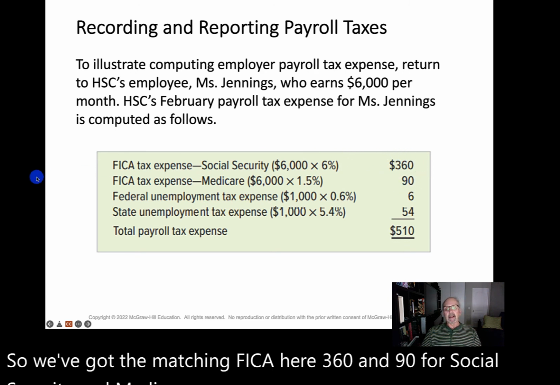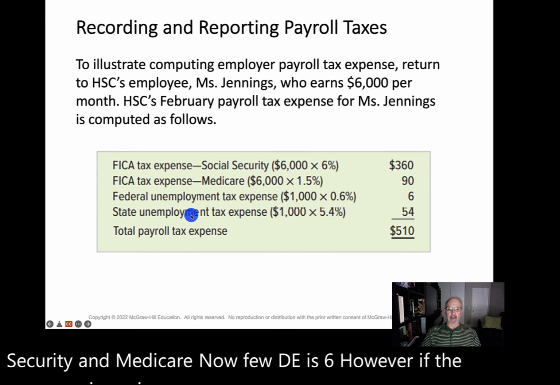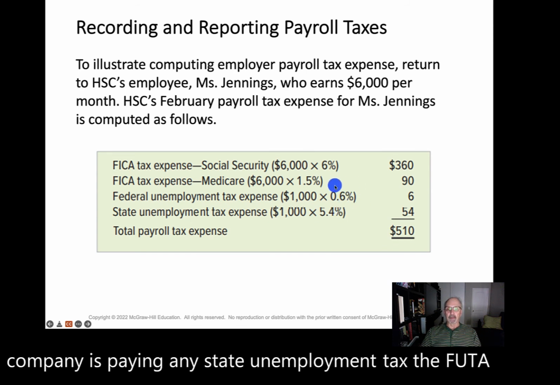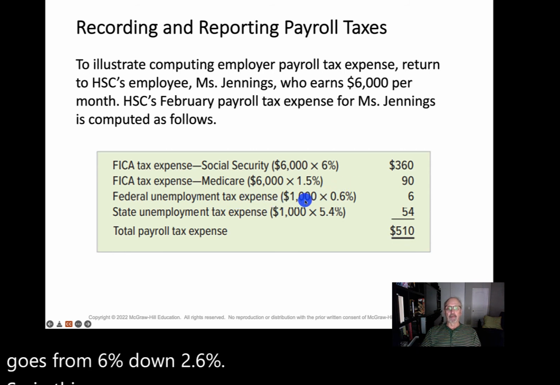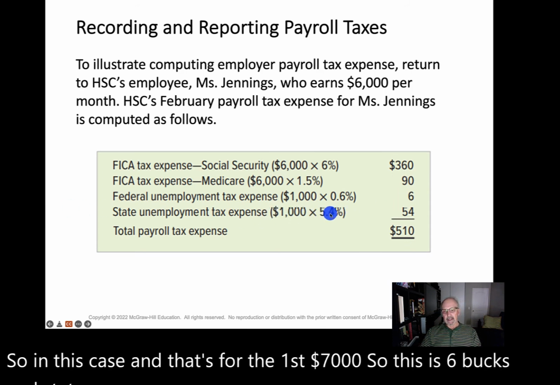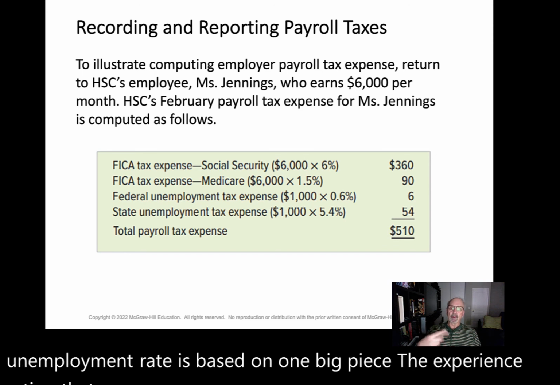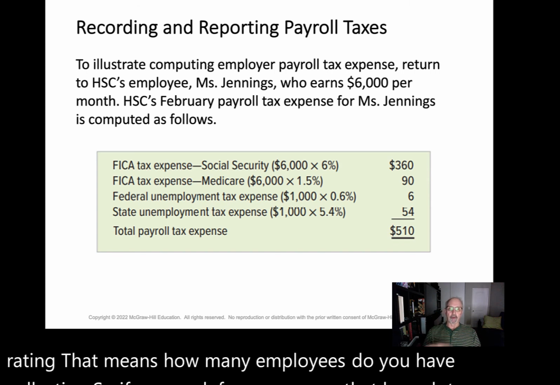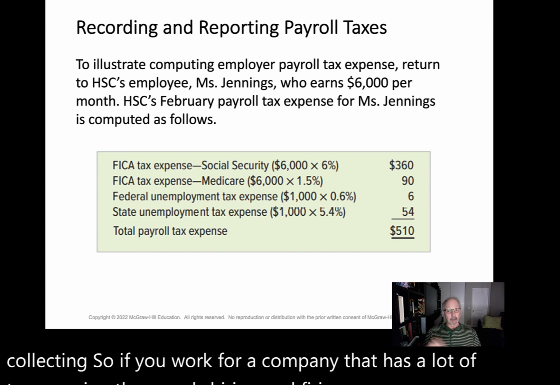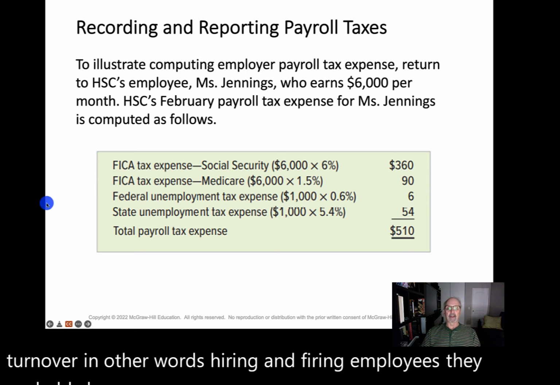Now FUTA is 6%. However, if the company is paying any state unemployment tax, the FUTA goes from 6% down to 0.6%. So in this case, and that's for the first $7,000, this is $6, and state unemployment here is going to be 54. State unemployment rate is based on one big piece, the experience rating. That means how many employees do you have collecting? So if you work for a company that has a lot of turnover, in other words, hiring and firing employees, they probably have a very high unemployment tax rate.